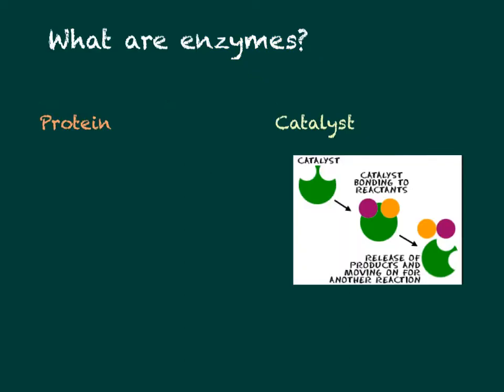To start off with, we'll talk a little bit about what enzymes are. In the previous part of this unit, we learned that there are 4 major macromolecules that organisms need: proteins, lipids, nucleic acids, and carbohydrates. An enzyme is actually a particular type of protein, and as we know, proteins are made of amino acids.